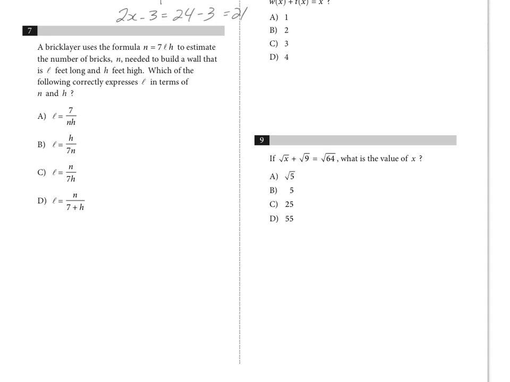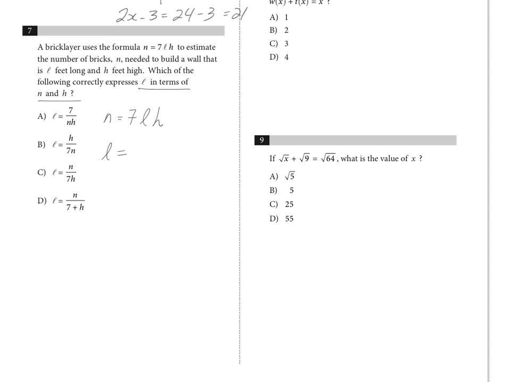Question 7 says, a bricklayer uses the formula N equals 7LH to estimate the number of bricks N needed to build a wall that is L feet long and H feet high. Which of the following correctly expresses L in terms of N and H? All of that sounds very complicated, but what they give you is N is equal to 7LH. And when they say L in terms of N and H, what they really want is what does L equal? That means we want to get L by itself.